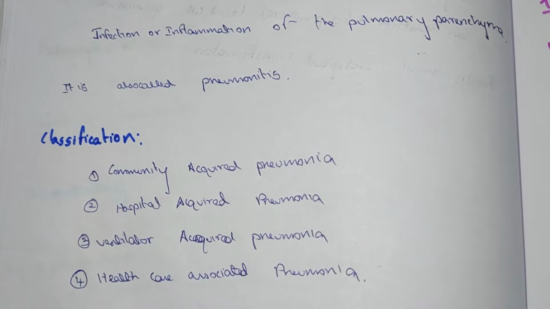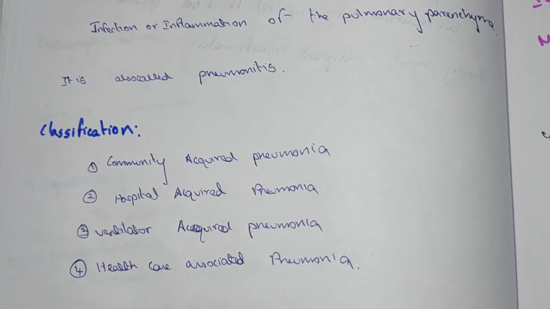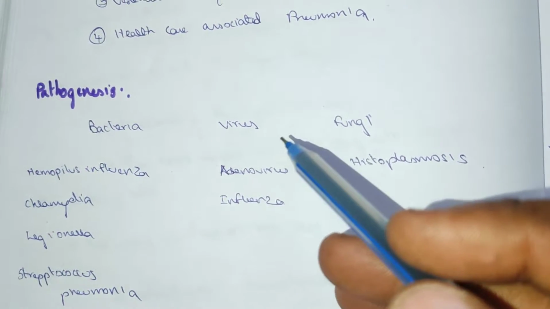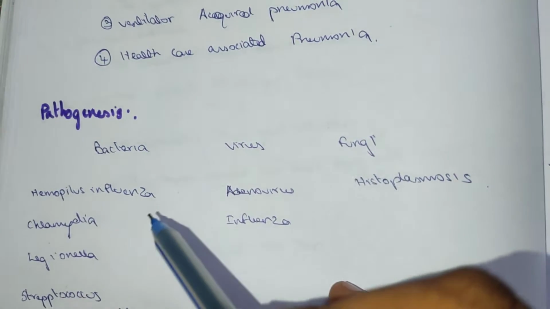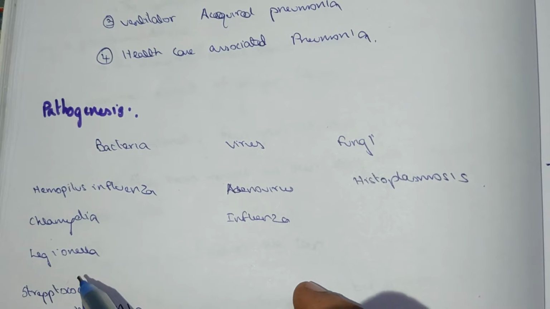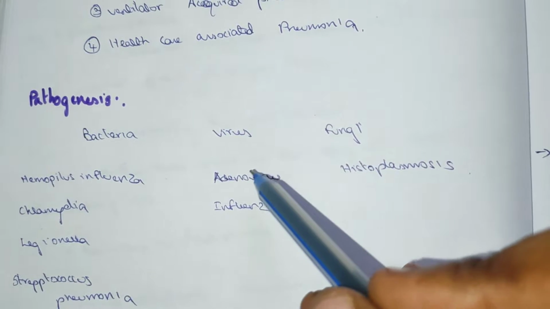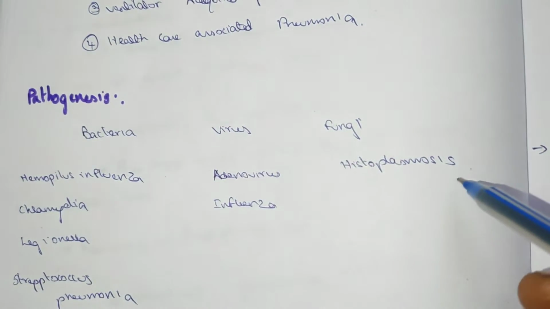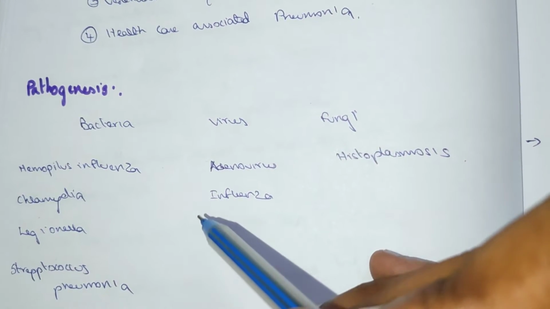Now we will see about the pathogenesis. What causes pneumonia? Bacteria, virus and fungi. In bacteria: Haemophilus influenzae, Chlamydia, Legionella, Streptococcus pneumoniae. In virus: adenovirus, influenza virus. In fungi: histoplasmosis. These are the pathogens which cause pneumonia.